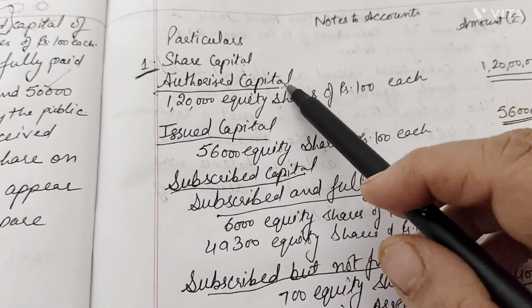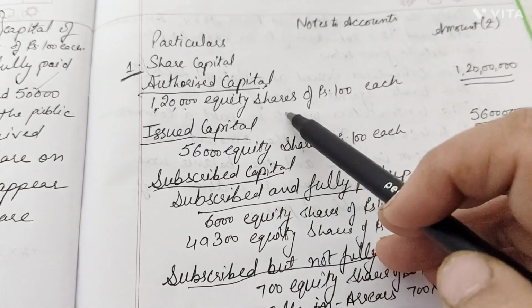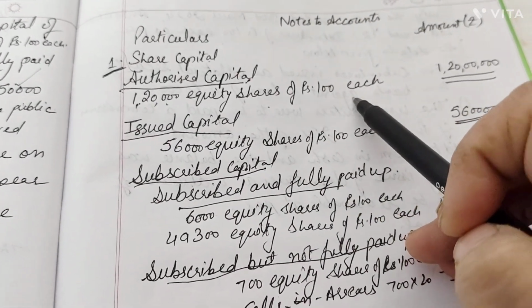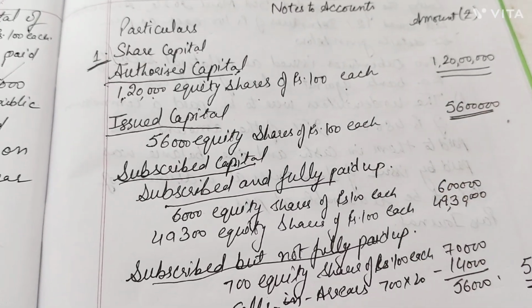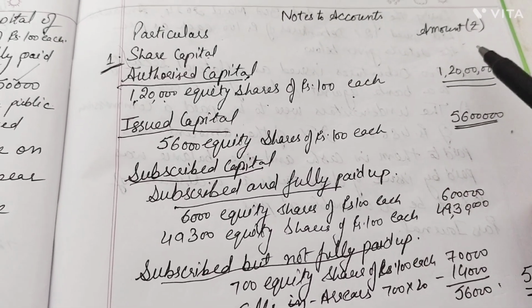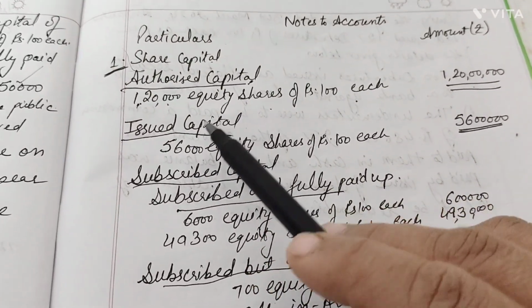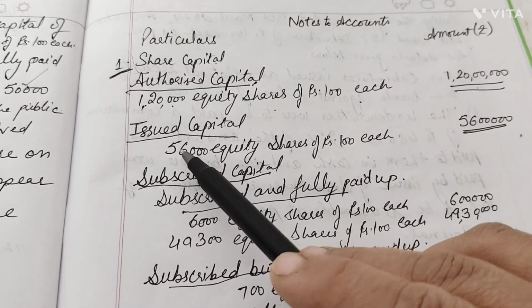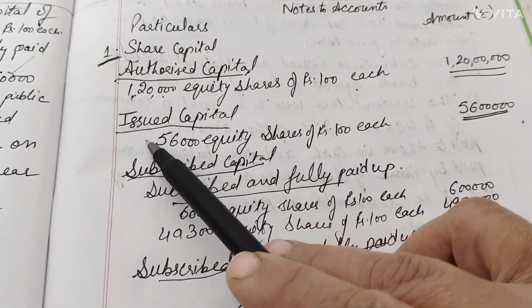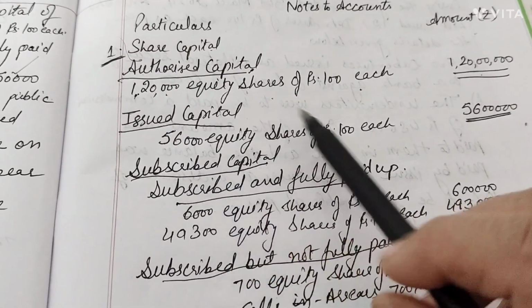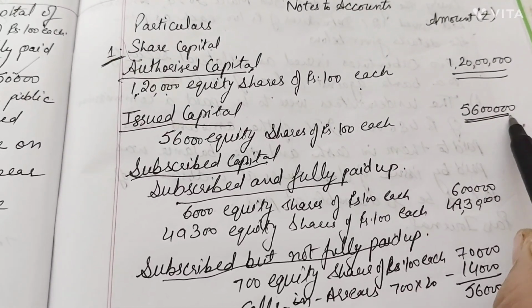Okay, so first of all, authorized capital. In the question it was given that 1,20,000 equity shares of 100 each were the authorized capital of this company. So we got a value here, 1 crore 20 lakh, as the total authorized value, out of which the company issued 6,000 shares to the vendors and 50,000 shares to the general public. So the total number of shares issued by the company were 56,000 of 100 each. We got 56 lakh over here.